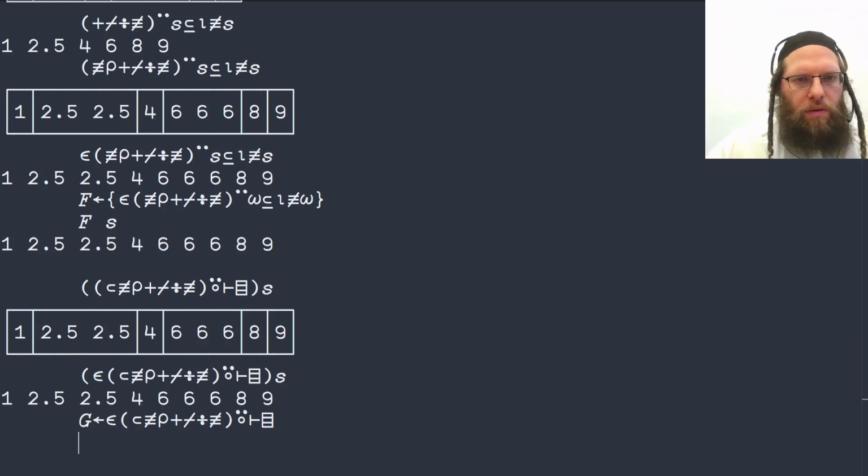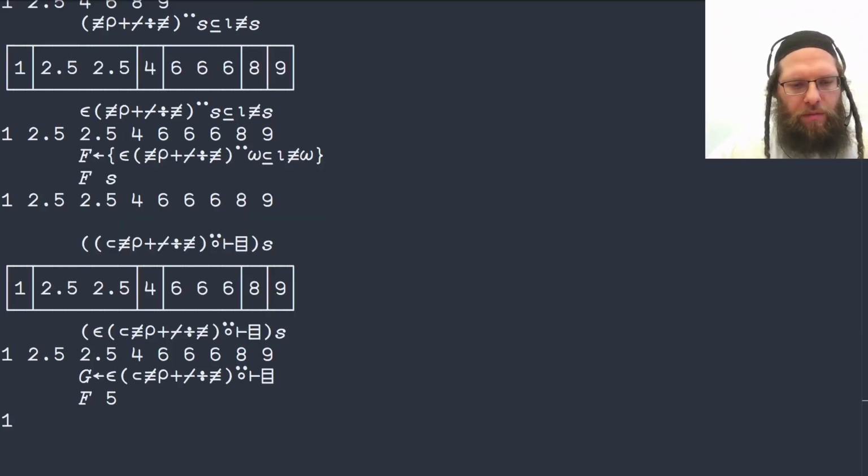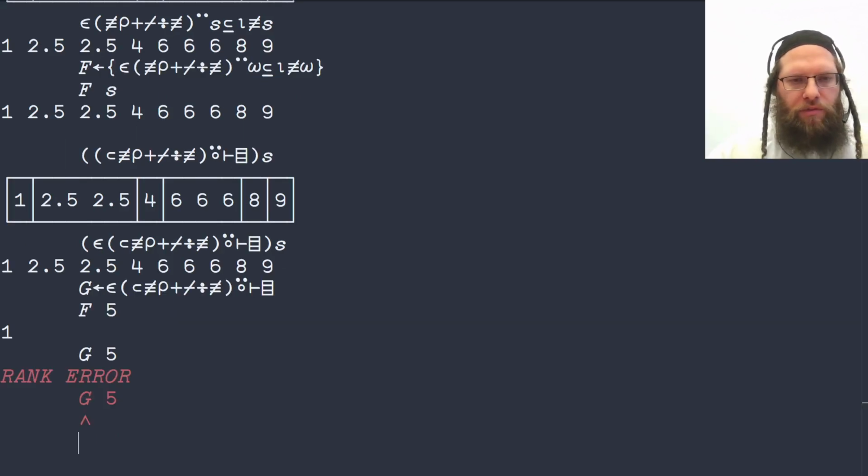Now, there is a little bit of a complication here, and that is that if we try to apply f on just a single number, that works fine. If we try to apply g on a single number, that gives us a rank error, because key cannot group a scalar. It has no dimensions along which to group them.